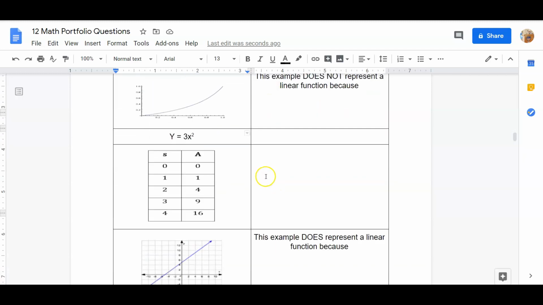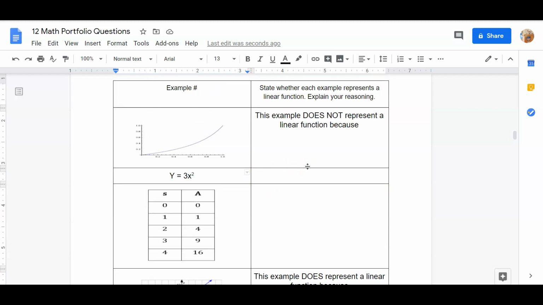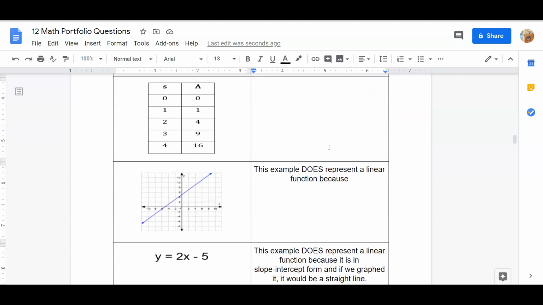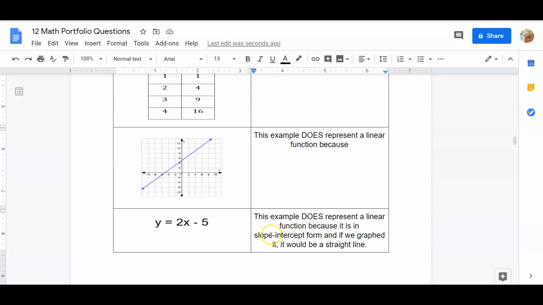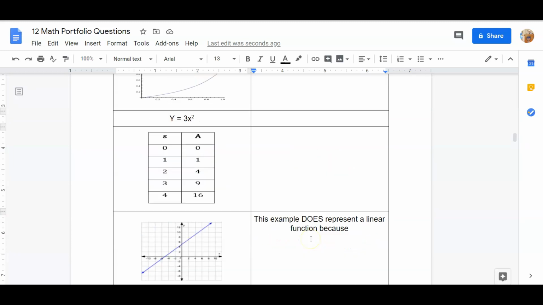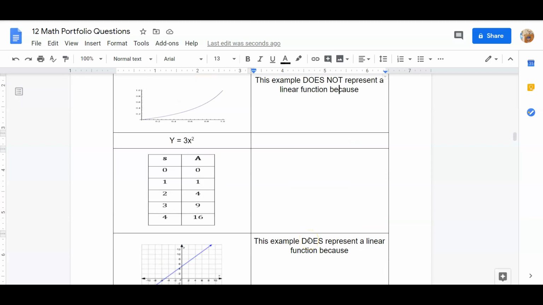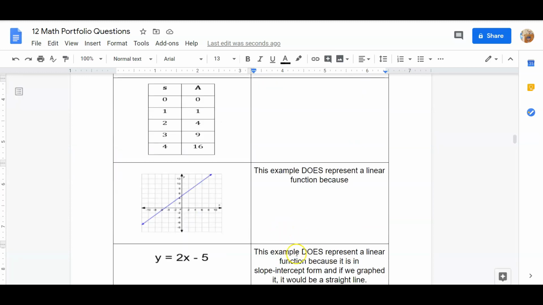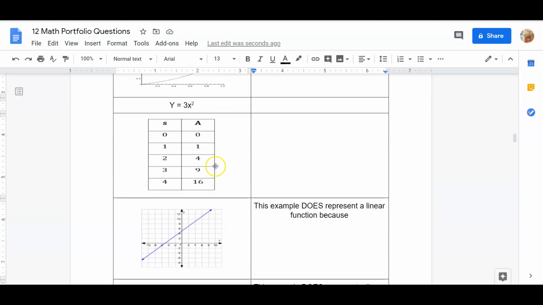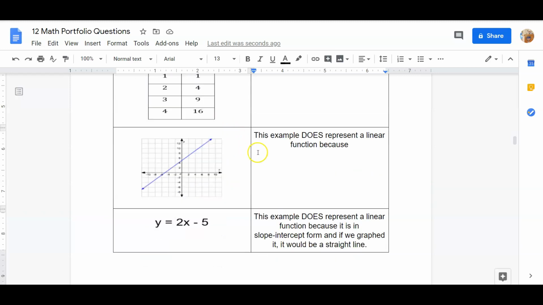Then we would have to write this example does not represent a linear function because, remember, we keep this wording. We would say it does not represent a linear function because, well, if this does because it is in slope-intercept form, an equation that would not because it is not in slope-intercept form. I repeat, to explain it, you need to explain that an equation is not linear because it is not in slope-intercept form.